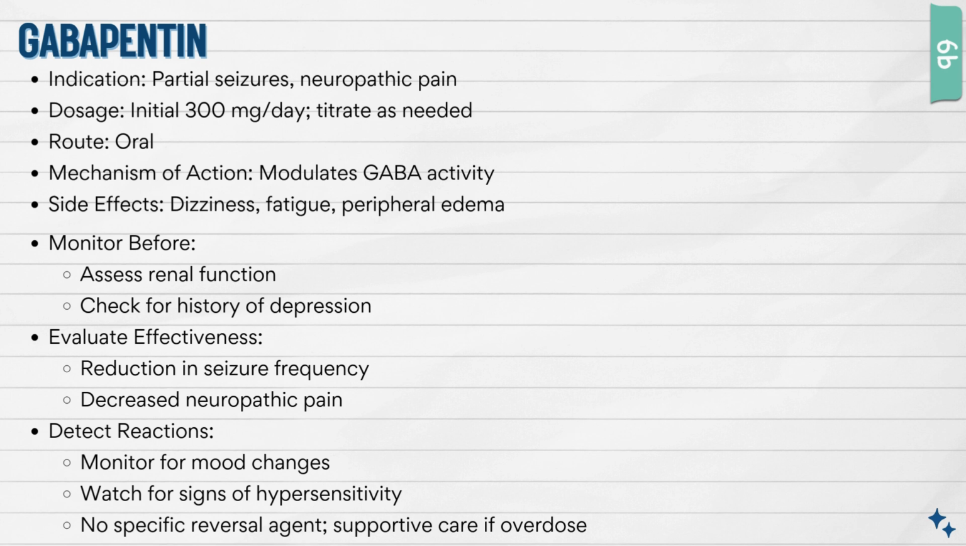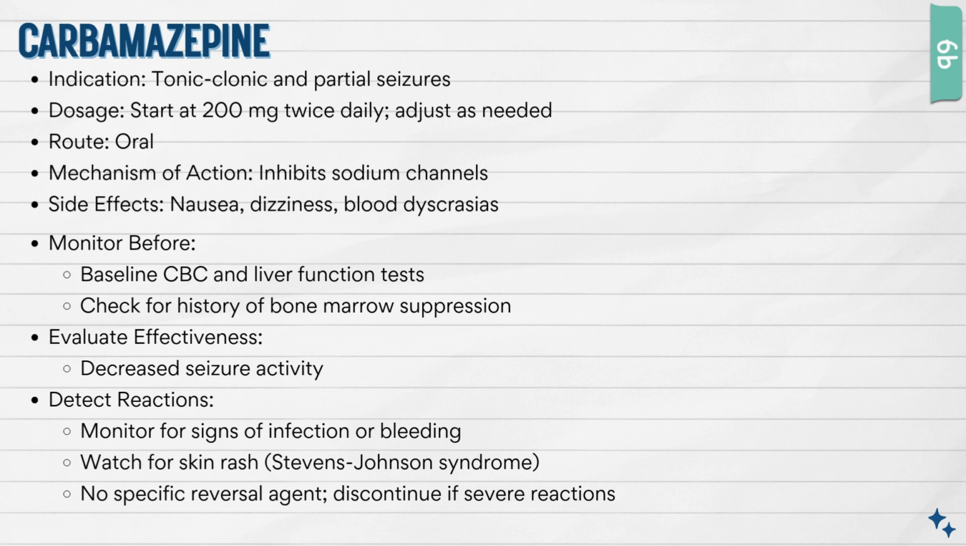Detect reactions. So what we're going to be doing is monitoring for those mood changes. We're going to be looking for signs of increased depression and/or suicidal thoughts. Also signs of hypersensitivity like a rash or difficulty breathing. Obviously, we're going to stop if that's the case. Okay, no reversal agent. So anyways, that's gabapentin.